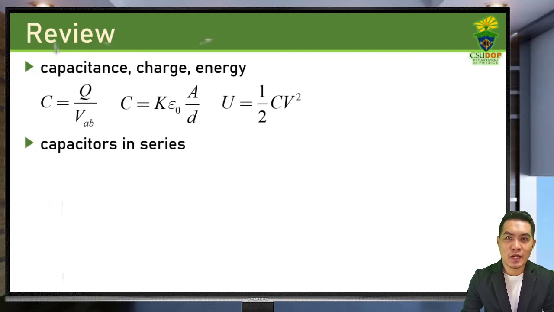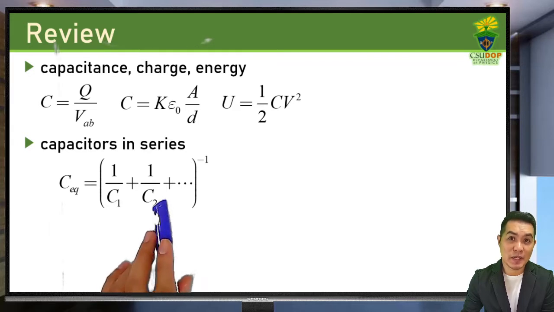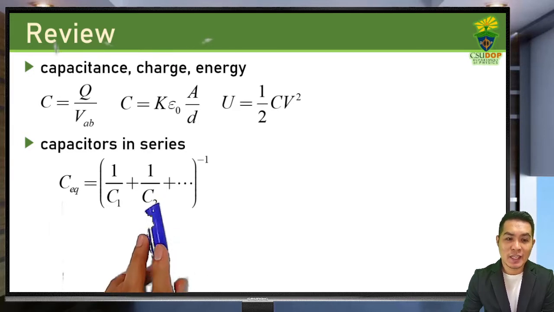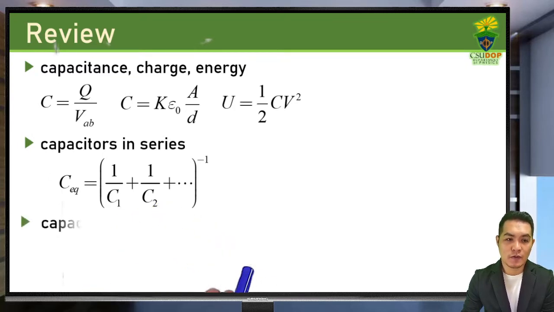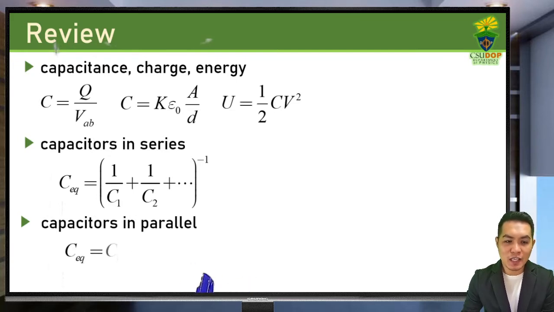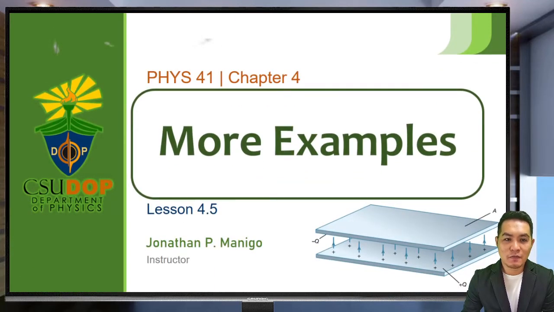If you have capacitors connected in series, the equivalent capacitance is given by this equation, wherein the equivalent capacitance will become smaller. However, if you have capacitors connected in parallel, you just add up all of the individual capacitances to get the equivalent capacitance, which is now larger than the individual capacitances. So for this last video lesson, we will just have more examples on capacitance and dielectrics.